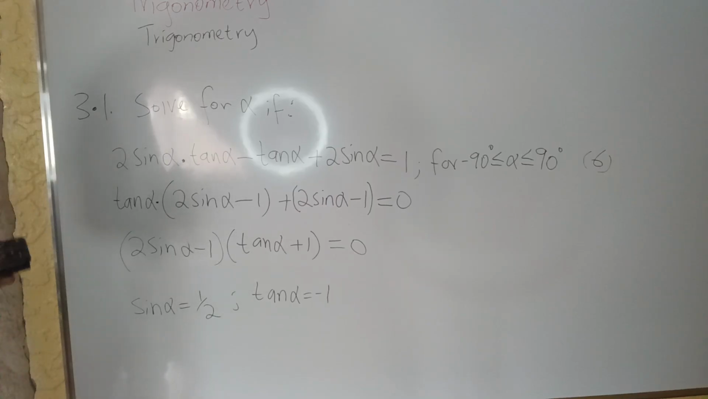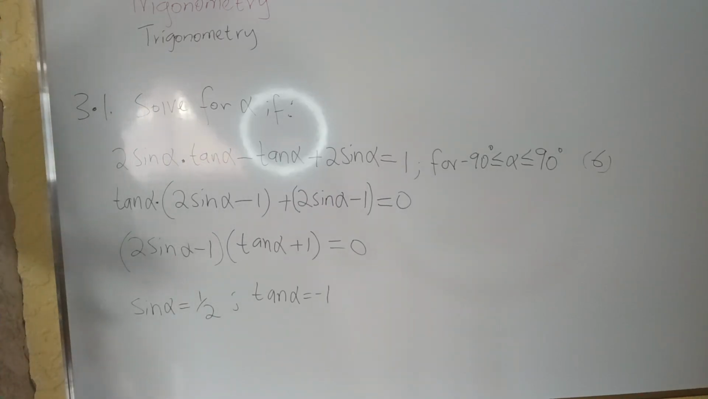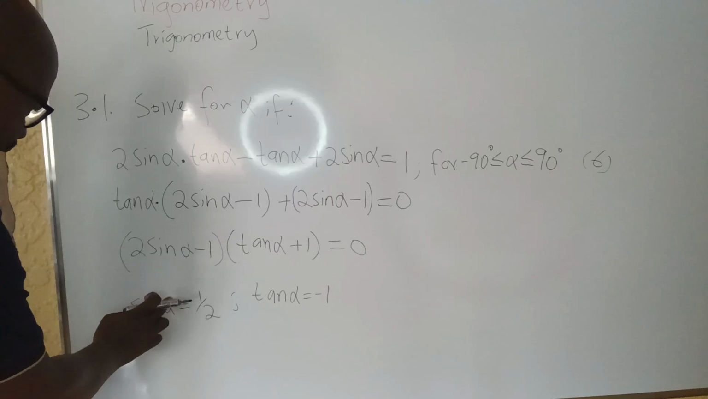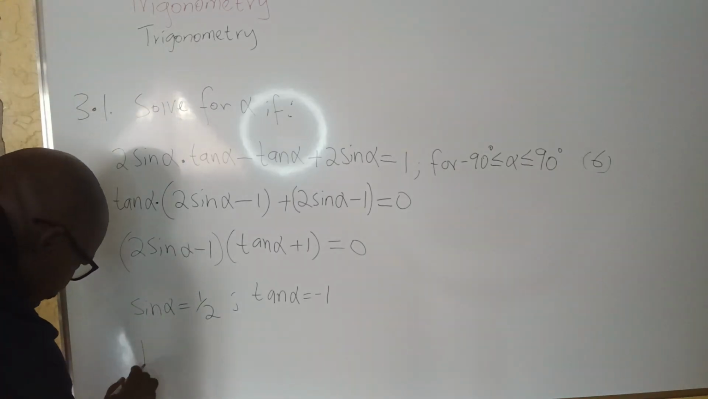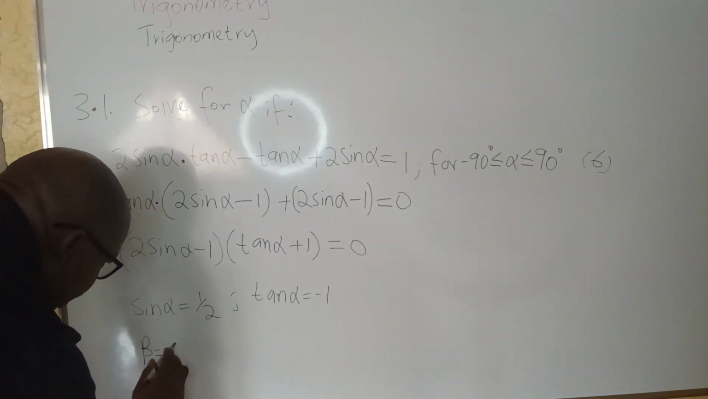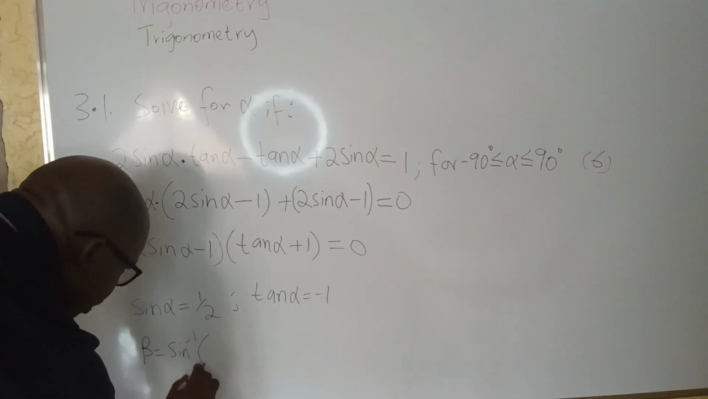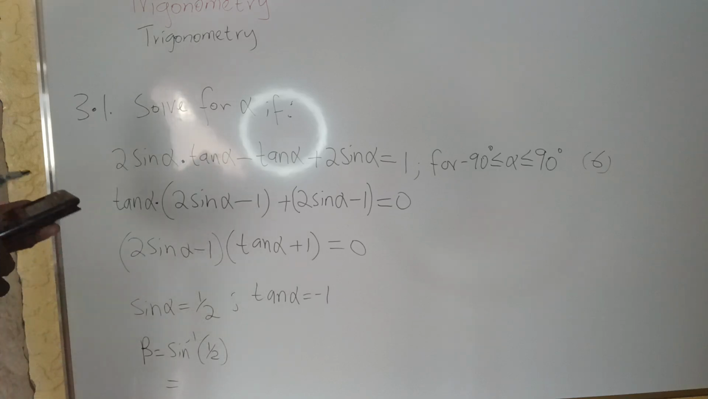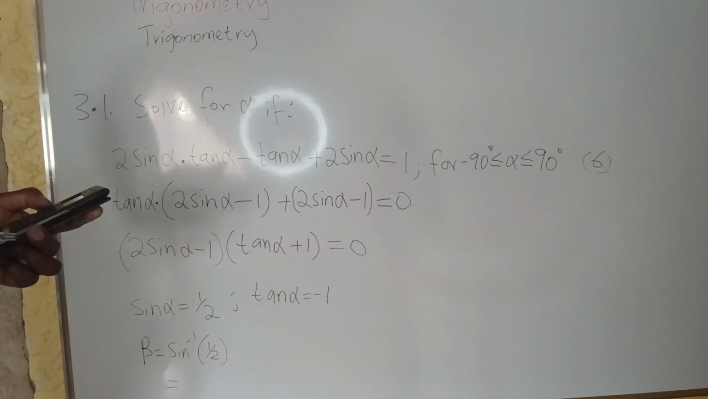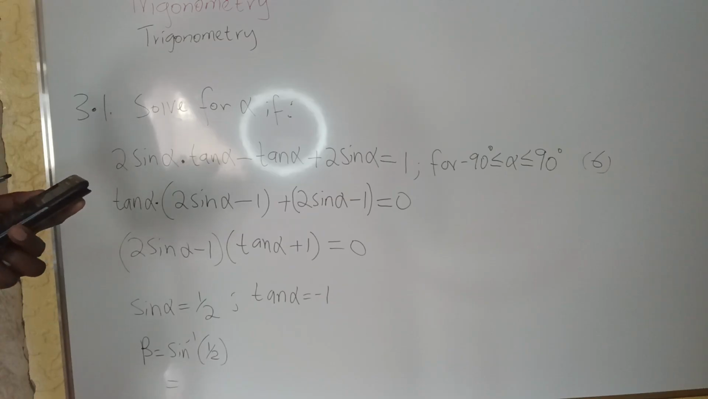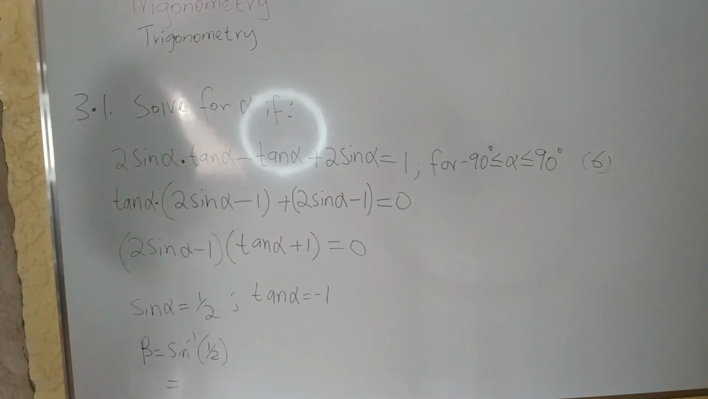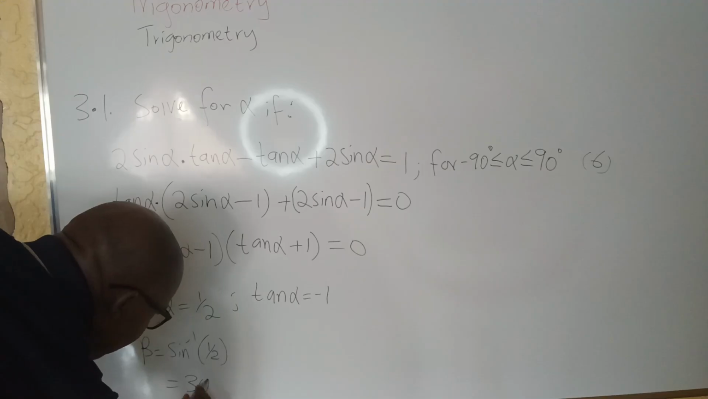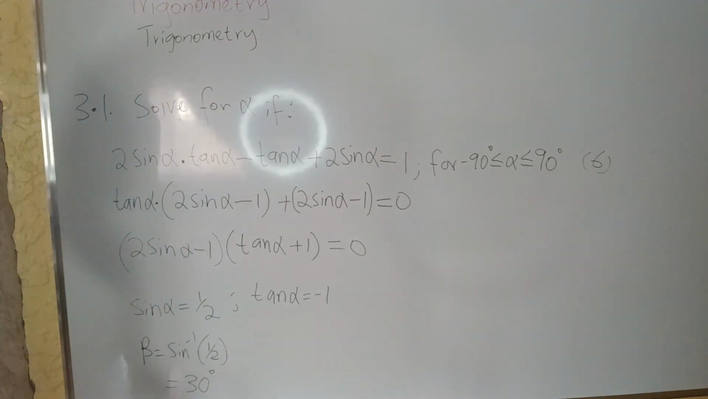Because we are solving for alpha, find a reference angle. Let's call the reference angle beta. Second function, sine of half is equal to how much? With your calculator, you say shift, and then you go to sine, it says 0.5. And then it gives you the angle beta of 30 degrees. That is reference angle beta.